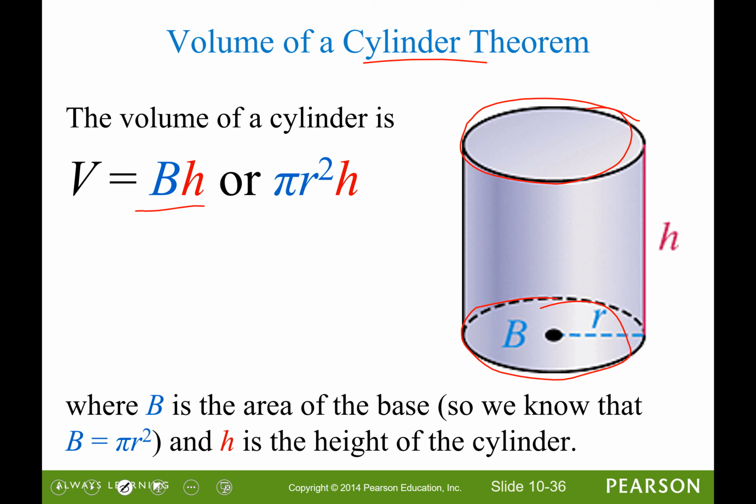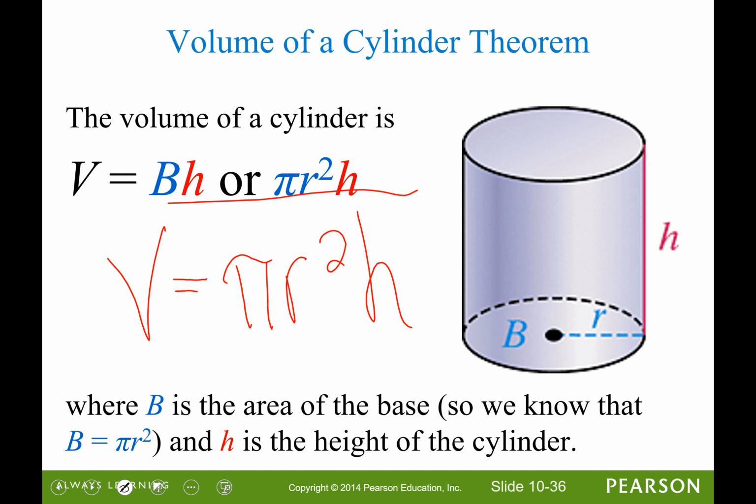But we know that the base is always going to be a circle, and you guys know that the area of a circle is pi r squared. So that's why whenever you're asked to find the volume of a cylinder, you're going to want to use volume equals pi r squared h. Okay, so make sure you write this formula down. You can see it's dependent on radius and height.